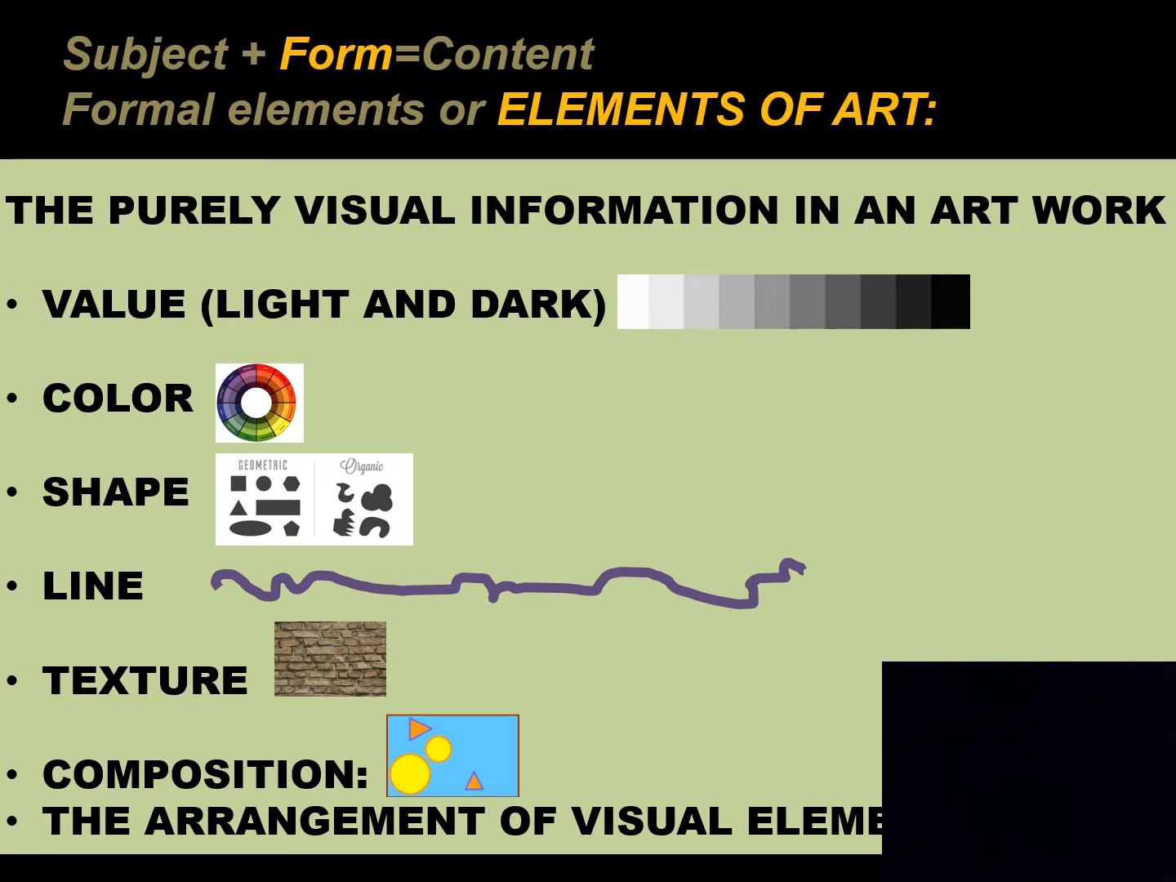The formal elements, the form of a work of art, is where we get those elements of art, the purely visual information. That includes value, which means light and dark, color, shape, line, texture, and composition, which is the arrangement of visual elements.